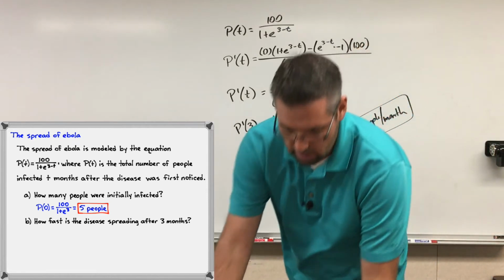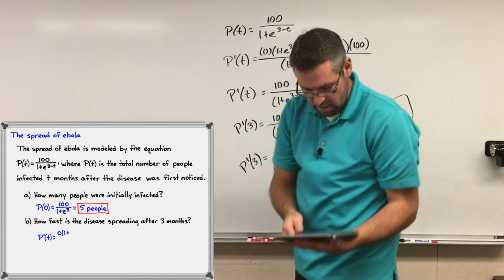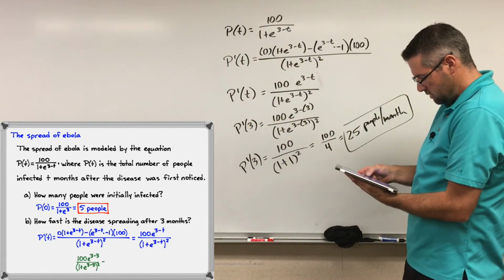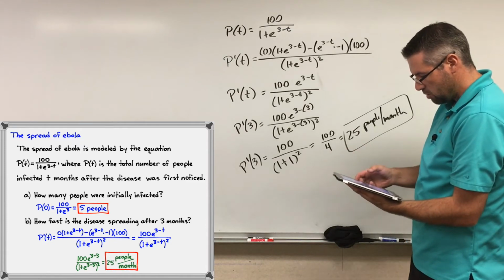So with that said, that is part B here. And let me just make sure I am right. And so in fact, I am: 25 people per month.